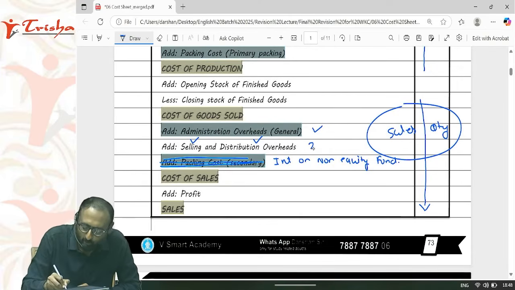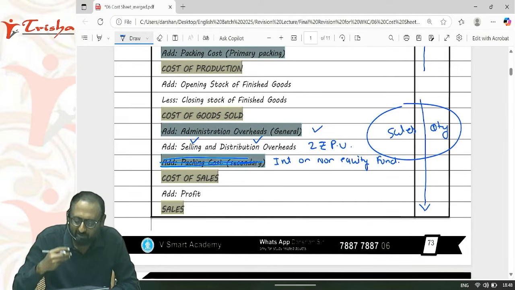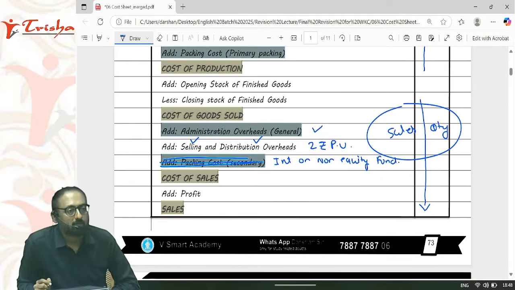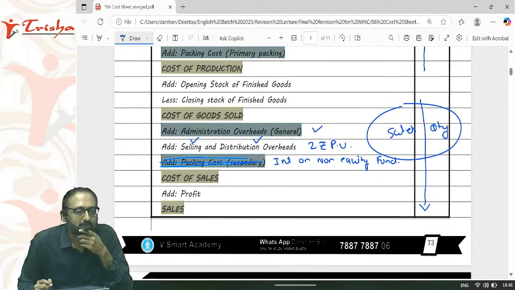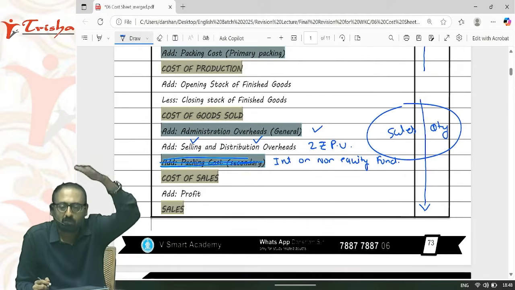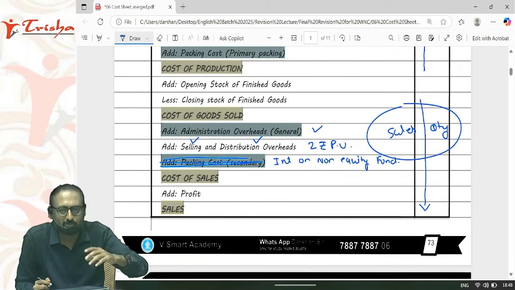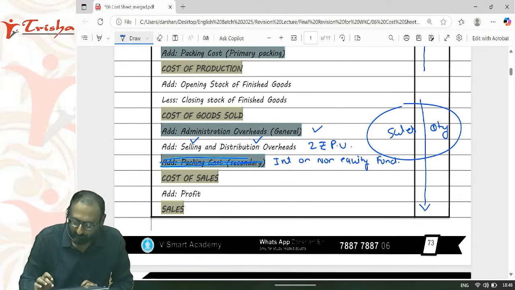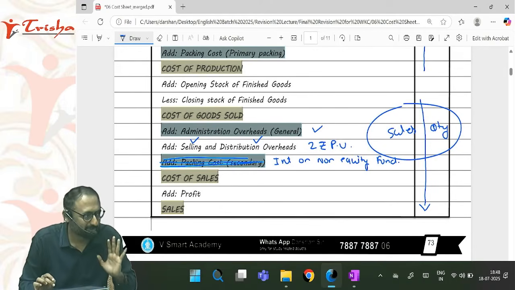Selling overhead is given 2 rupees per unit. Distribution overhead is given, suppose 2 rupees per unit. This 2 rupees will be multiplied by what? Production quantity or sales quantity? Remember, up to cost of production, consider production quantity. After cost of production, consider sales quantity. Correct, guys? And last part, then we'll solve some practical questions.